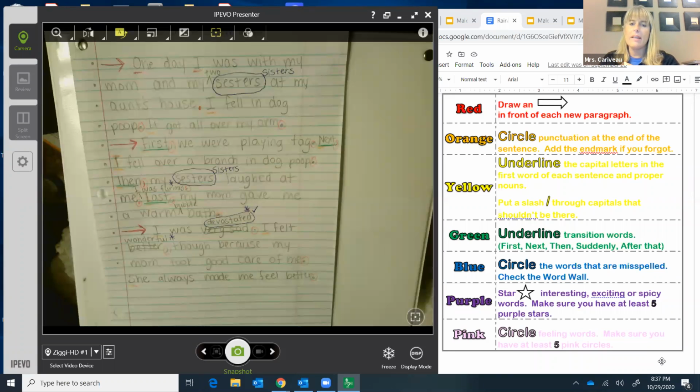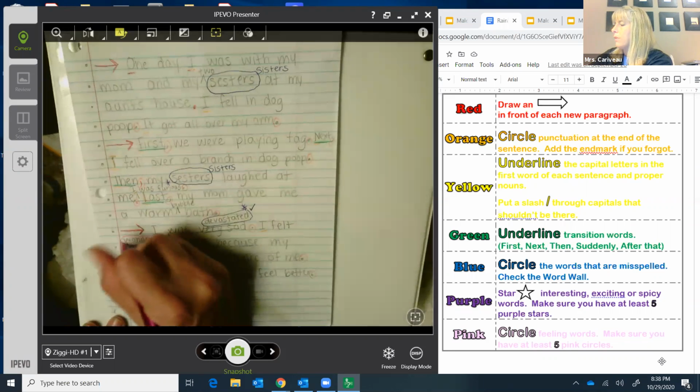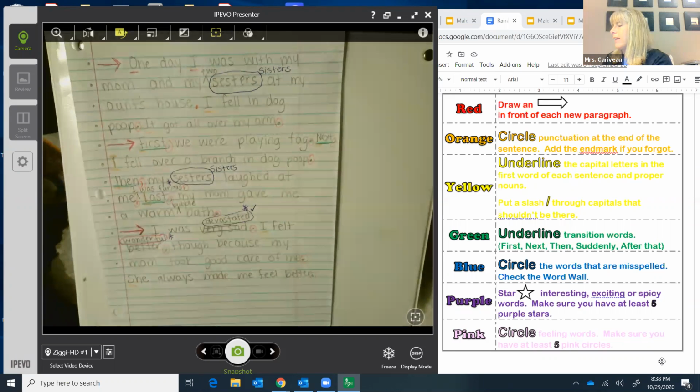All right, my last thing is pink. I need to make sure I am telling my reader how I feel. So if I can't find any feeling words, I need to add them in. But I remember I'm going to put a circle, a pink circle around my feeling words. Well, this gives a big clue. I felt wonderful. So that is definitely a feeling word.